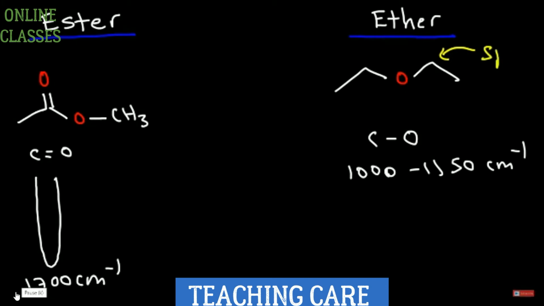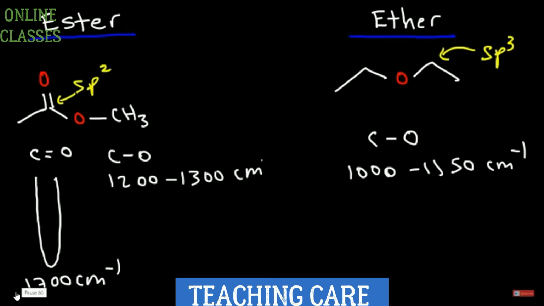That is, this is an sp3 carbon. Here, we have an sp2 carbon. So therefore, the CO stretch is going to be different. It's going to be higher. It's going to be between 1200 to 1300. And the reason for that is the resonance that can form here.